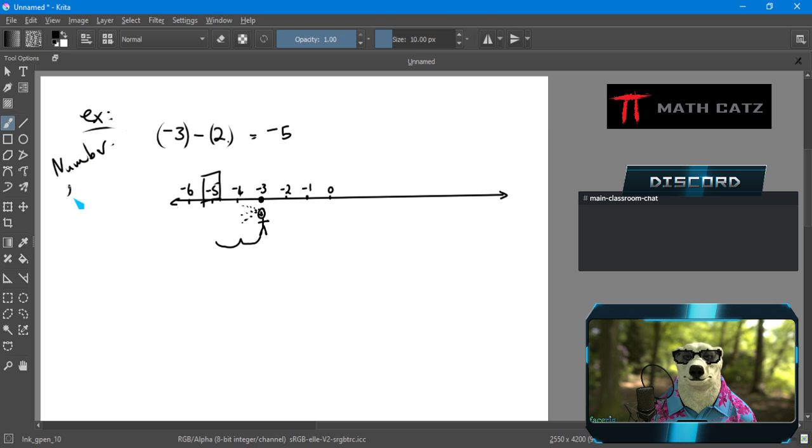Now I'm going to keep this one the same and then do the chip model for negative 3 minus 2 as well. Feel free to interrupt if you're not sure.